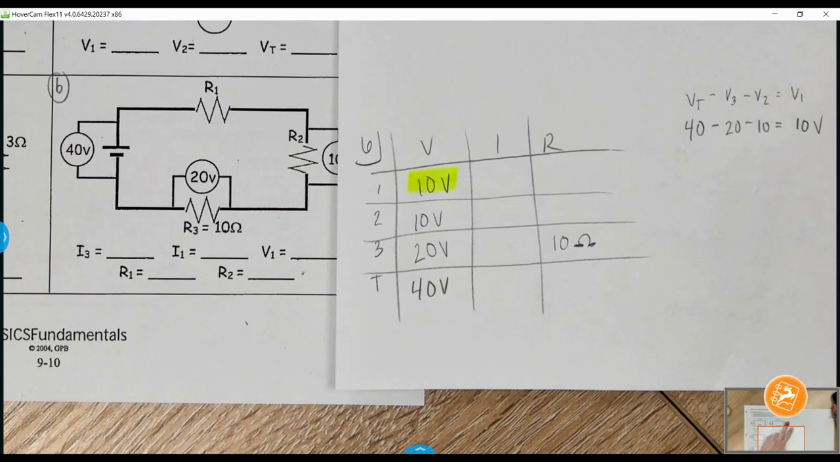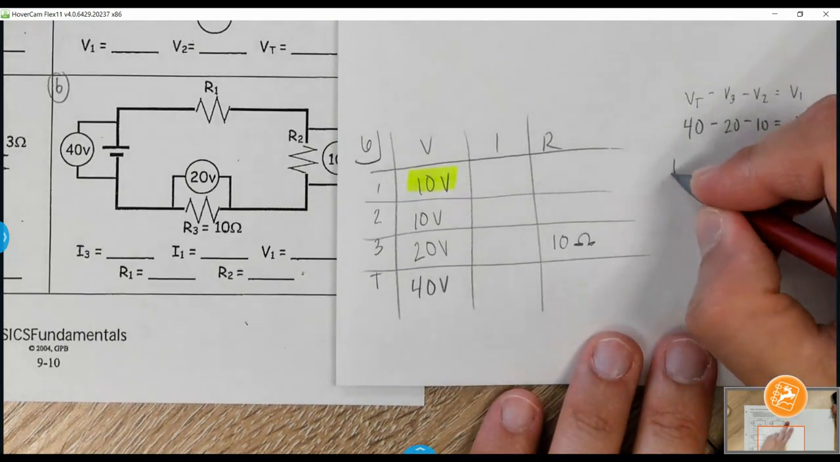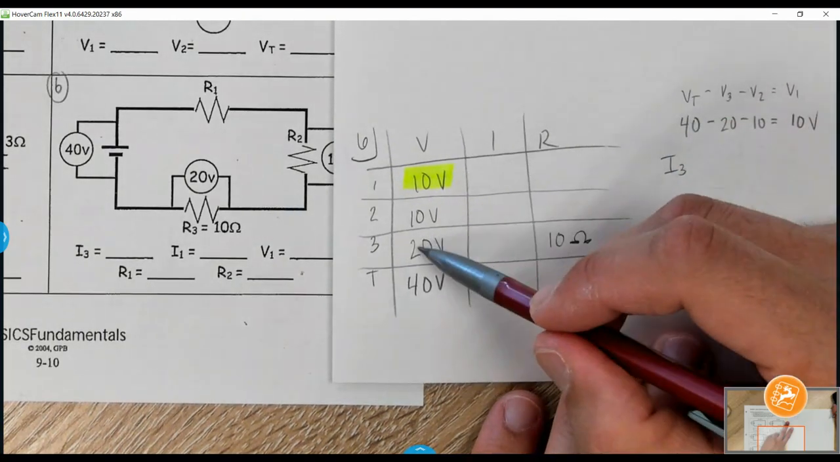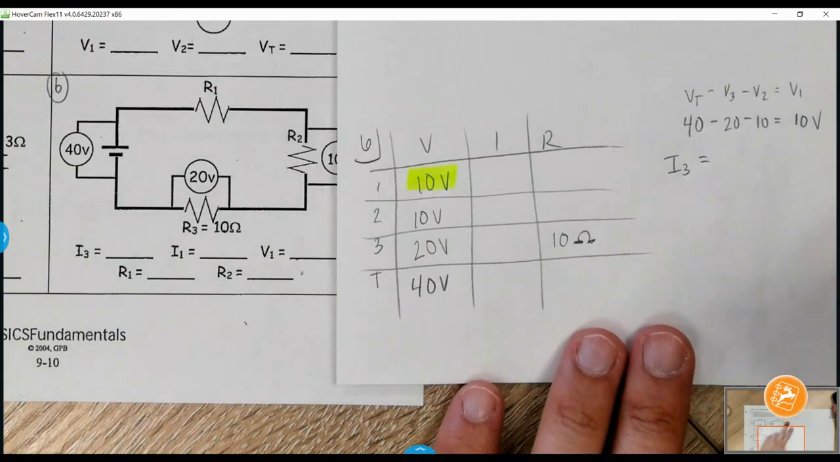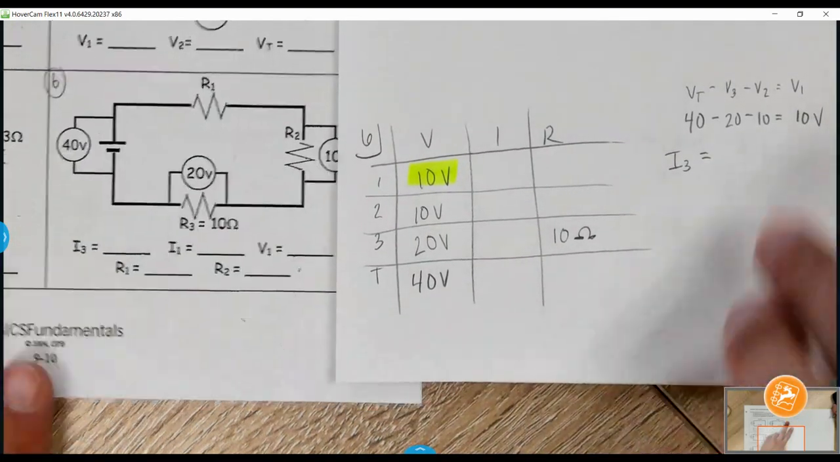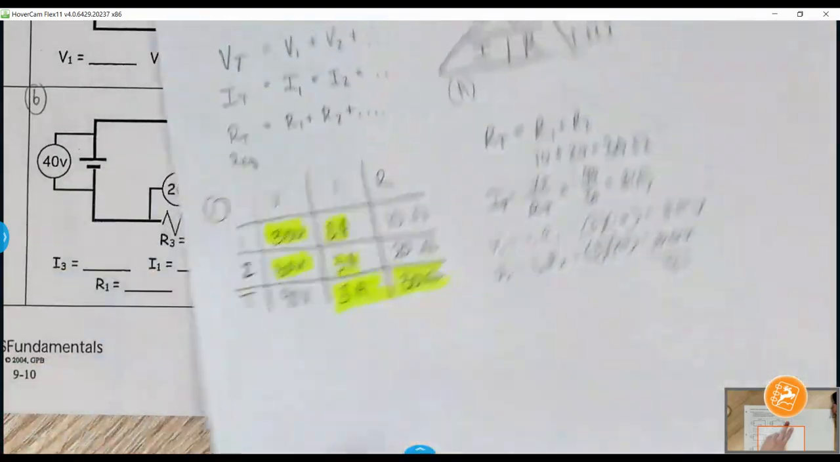Now what do I do? Because I'm stuck. I don't know any current. What would you do? Figuring out I3. Okay, that seems to be the right move. Why? Because I have two pieces of information in a single row. What is I equal to? According to Ohm's law, how do we figure out I?